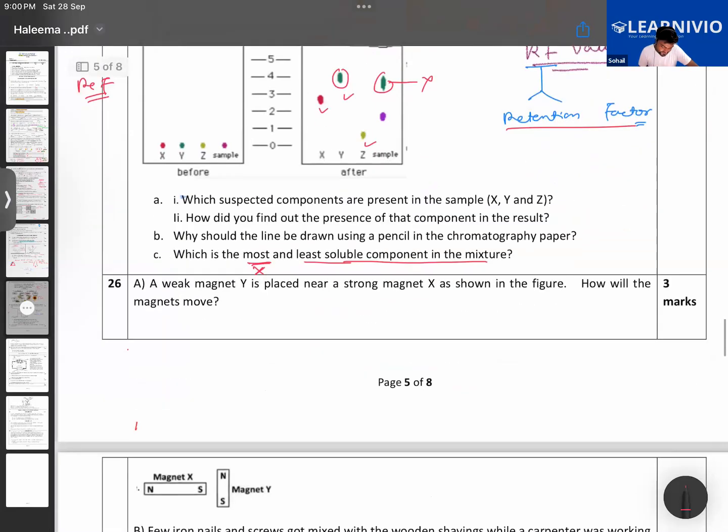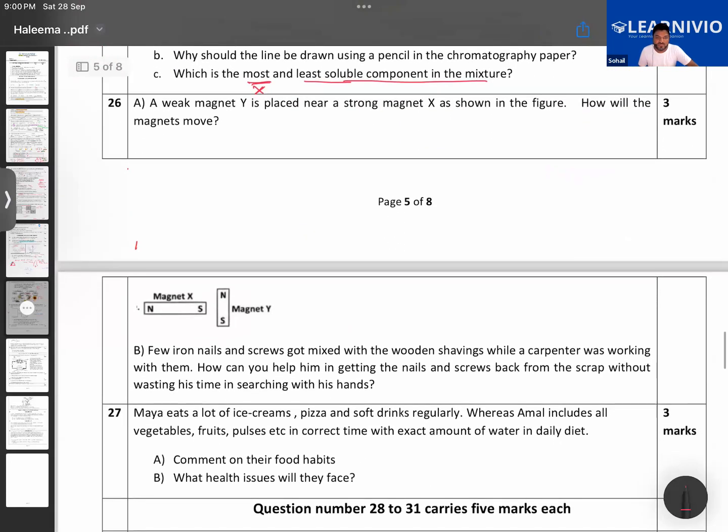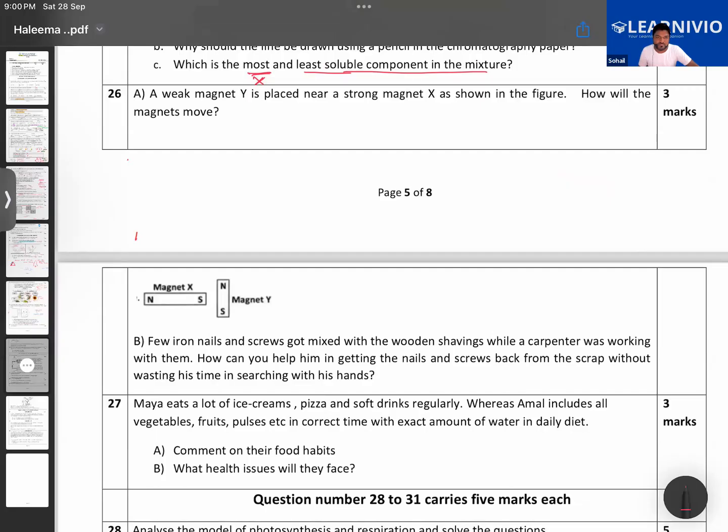Good then. Now question number 26. Read the question. What does it say? A weak magnet Y is placed near a strong magnet X as shown in the figure. How will the magnets move? What do you think? Carefully observe the diagram, observe the image here.